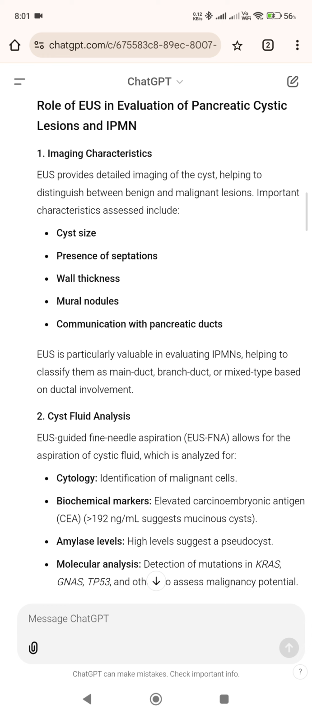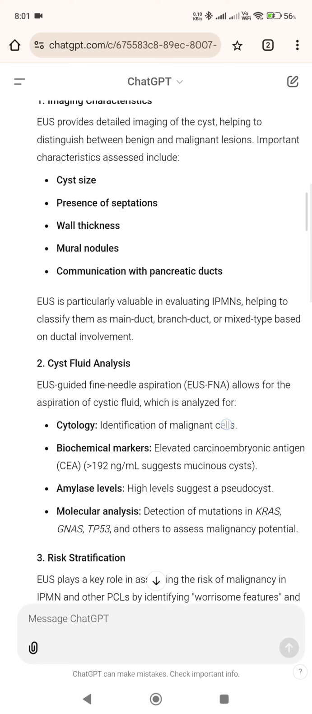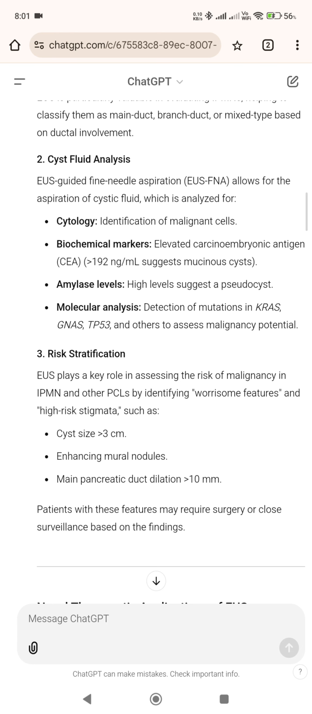2. Cyst fluid analysis. EUS-guided fine needle aspiration, EUS-FNA, allows for the aspiration of cystic fluid, which is analyzed for cytology, identification of malignant cells, biochemical markers. Elevated carcinoembryonic antigen, CEA, above 192 nanograms per milliliter suggests mucinous cysts. Amylase levels. High levels suggest a pseudocyst. Molecular analysis. Detection of mutations in KRAS, GNAS, TP53, and others to assess malignancy potential.